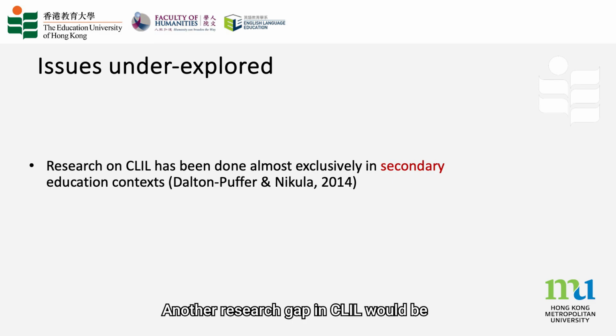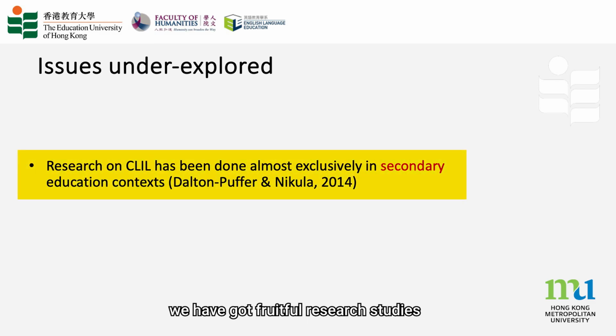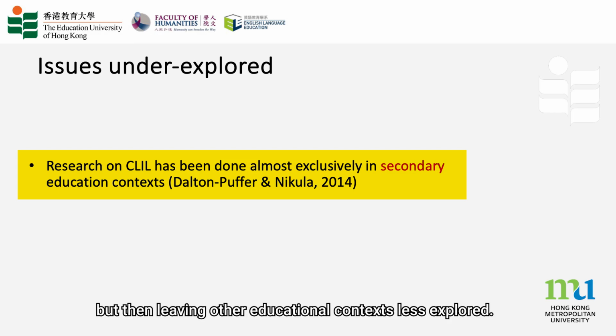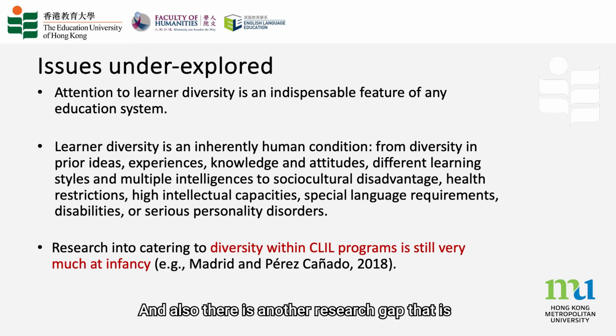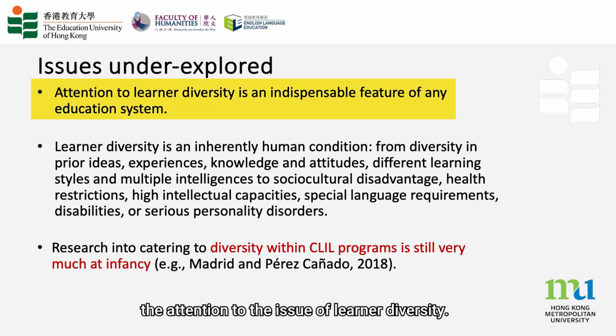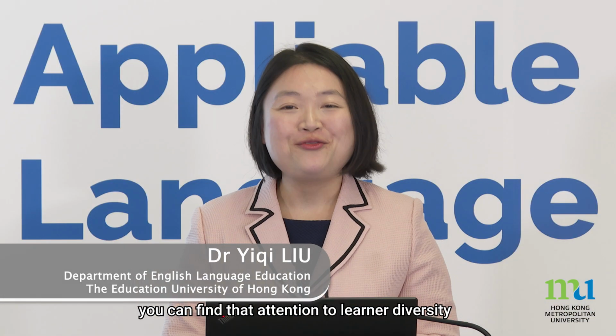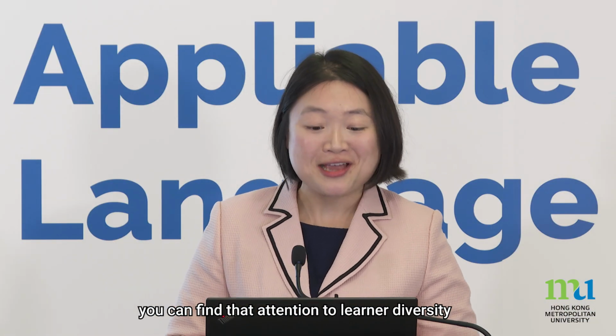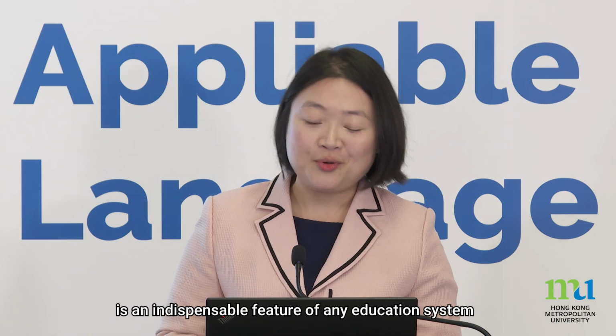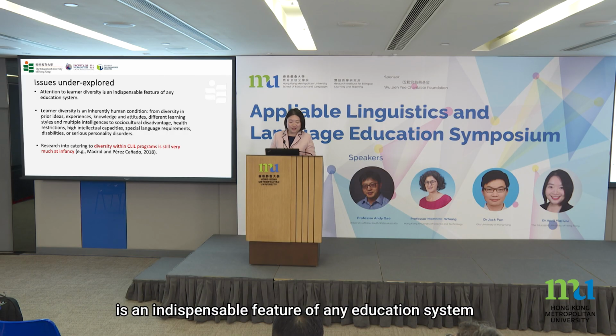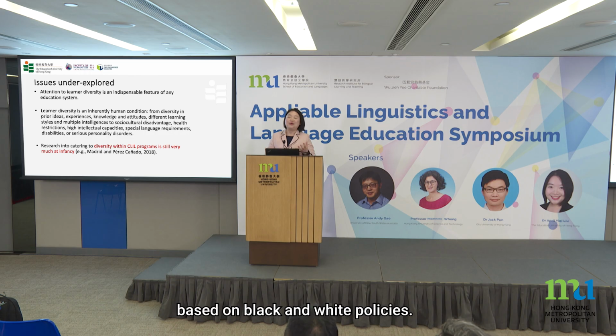Another research gap in CLIL would be that we have got fruitful research studies in the secondary education context, but then leaving other educational contexts less explored. And also there is another research gap, that is the attention to the issue of learner diversity. If you take a look around the world, you can find that attention to learner diversity is an indispensable feature of any education system based on black and white policies.